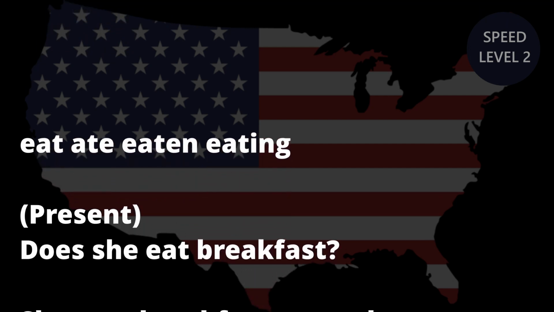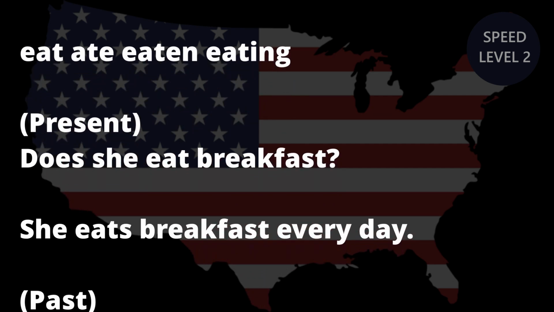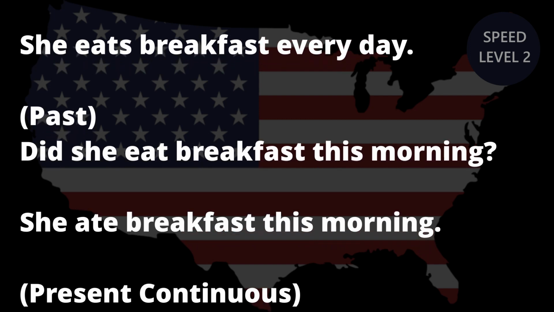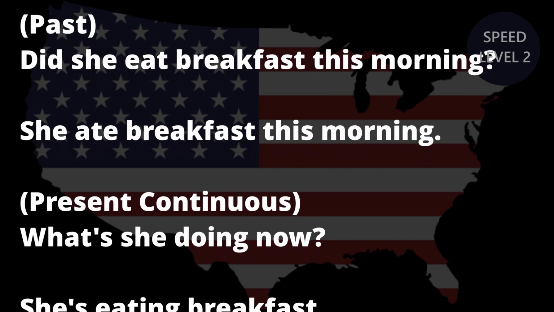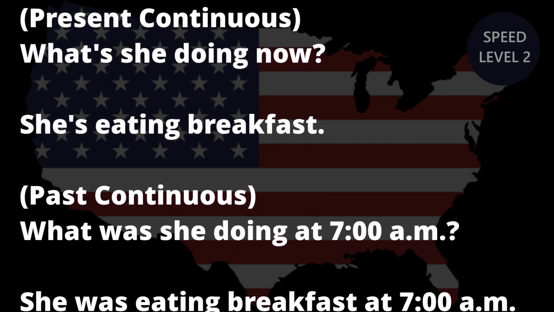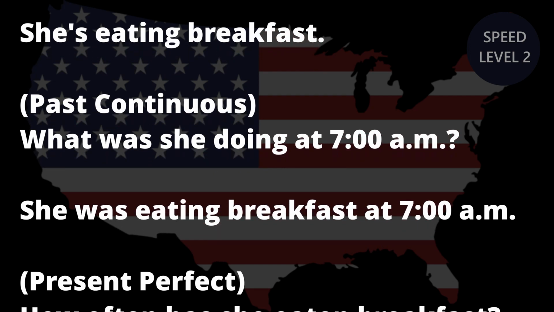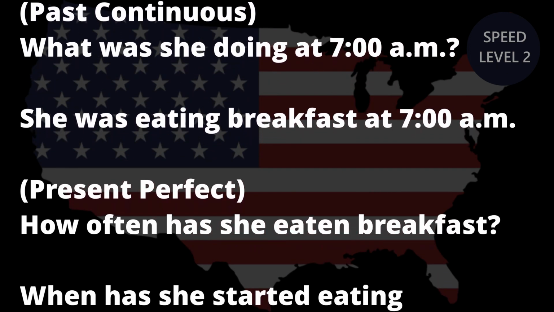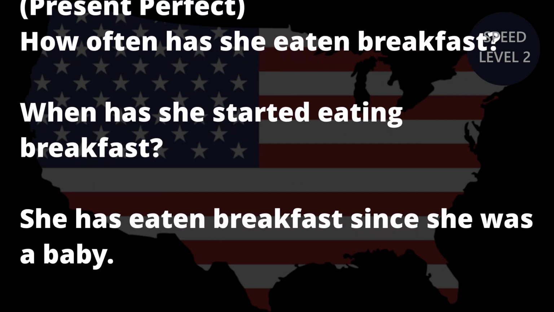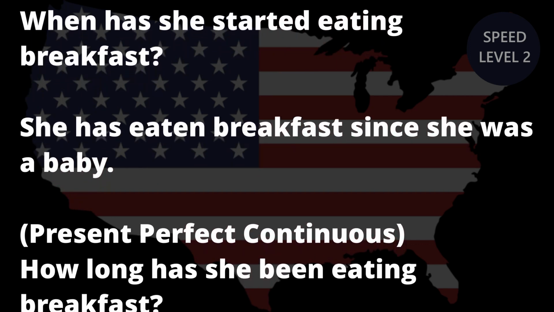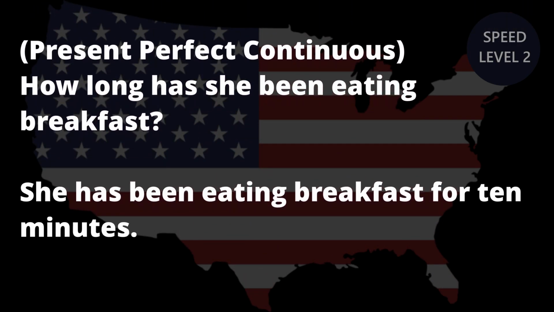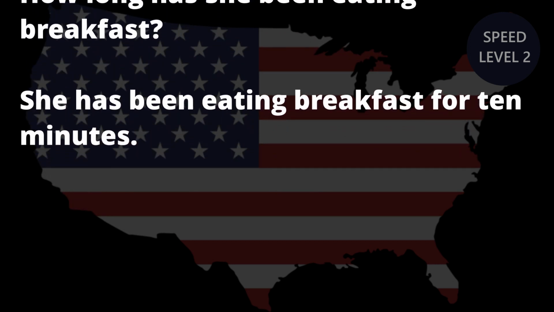Eat, ate, eaten, eating. Present. Does she eat breakfast? She eats breakfast every day. Past. Did she eat breakfast this morning? She ate breakfast this morning. Present continuous. What's she doing now? She's eating breakfast. Past continuous. What was she doing at 7 a.m.? She was eating breakfast at 7 a.m. Present perfect. How often has she eaten breakfast? When has she started eating breakfast? She has eaten breakfast since she was a baby. Present perfect continuous. How long has she been eating breakfast? She has been eating breakfast for 10 minutes.